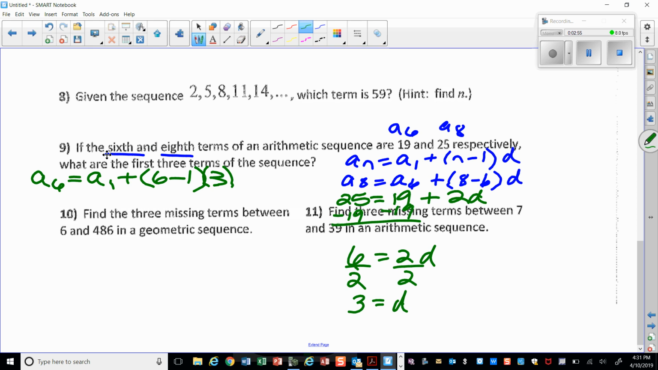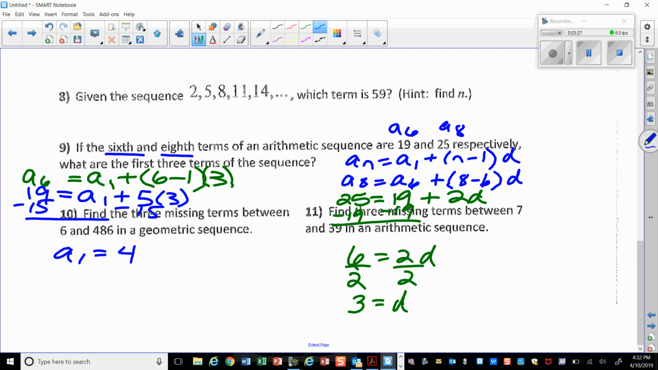All right? So I know a sub 6, so let's substitute what we know. I know that a sub 6 is 19. I don't know the first term though, and then plus 5 times 3. So now I know the first term is 4, because it's 15, so I'm going to subtract 15, so a sub 1 is equal to 4. So the first term is 4.